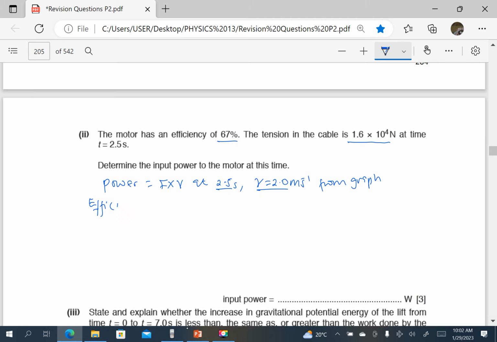Efficiency is going to be equal to, we know efficiency is the output power over the input power. Output power divided by the input power. So the efficiency is 67%. So 67% is 67 over 100, which is 0.67. The output power, of course, we have the tension in the cable is 1.6 times 10 power 4, and the speed is going to be 2 meters per second. So the output power is 1.6 times 10 power 4 times the speed, which is 2.0 meters per second, divided by the input power.